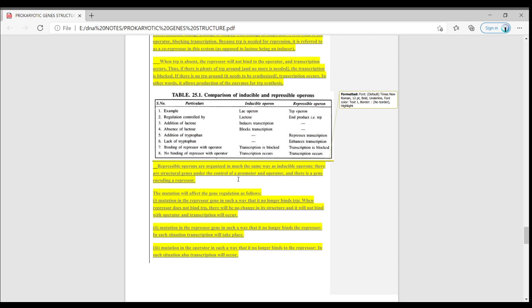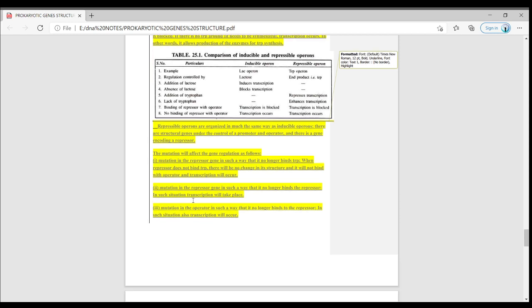So repressible operons are organized in much the same way as inducible operons. There are structural genes under the control of a promoter and operator, and there is a gene encoding a repressor. The mutation will affect the gene regulation as follows. Mutation in the repressor gene in such a way that it no longer binds tryptophan. When the repressor does not bind tryptophan, there will be no conformational change in its structure, and it will not get bound with the operator, and transcription will occur. Mutation in the repressor gene in such a way that it no longer binds the repressor molecule, and in such a situation transcription will take place.